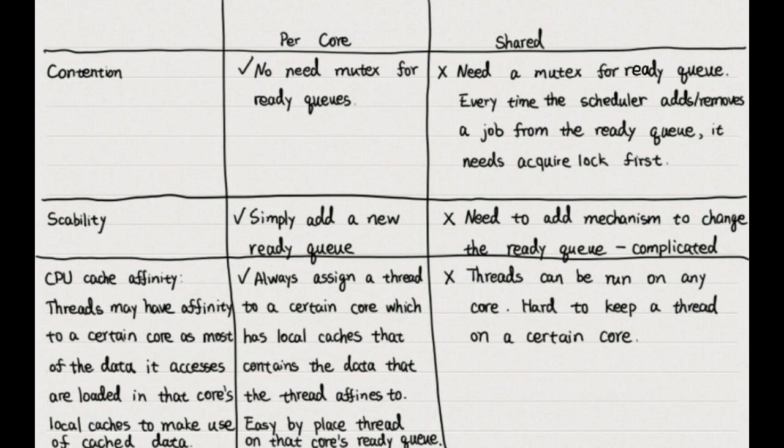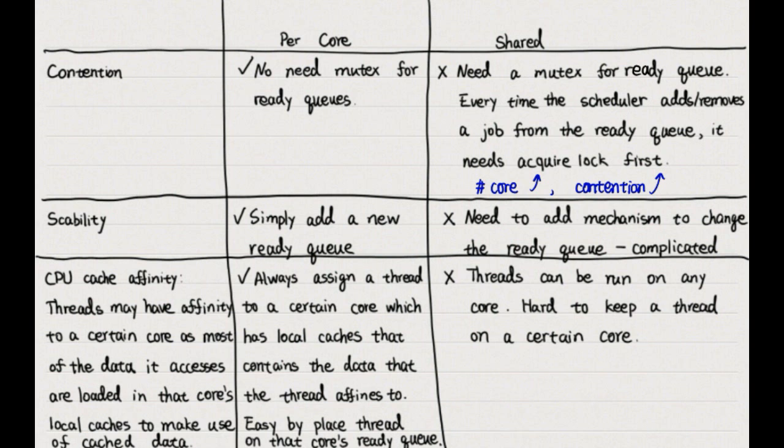In terms of contention, the shared ready queue design needs a mutex to protect the ready queue. Every time the scheduler adds or removes a job from the ready queue, it needs to acquire the lock, or the mutex, first. And as the number of cores increases, the contention also increases. For the per-core ready queue design, contention is not an issue since each core has its own separate ready queue, so we don't need to protect the ready queue at all.